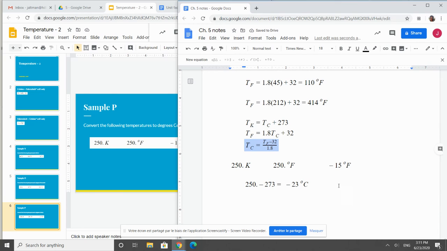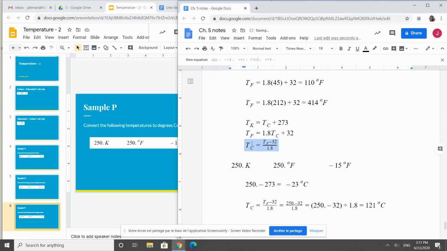For my second one, it is in Fahrenheit, so I'm going to use my second equation. And I'll write how I put this in my calculator. Don't really have to put that dot there. Calculator doesn't know what it means. So 250 dot has 3 sig figs, so I want my final answer to as well. So I got 121 degrees Celsius.